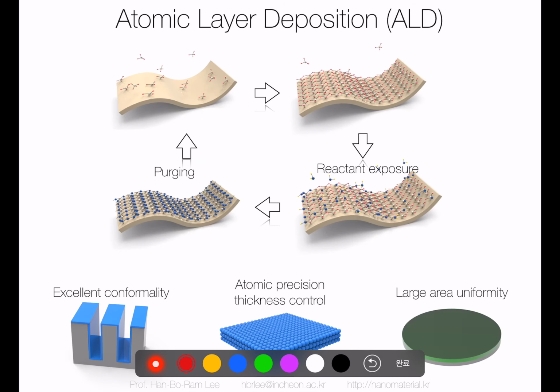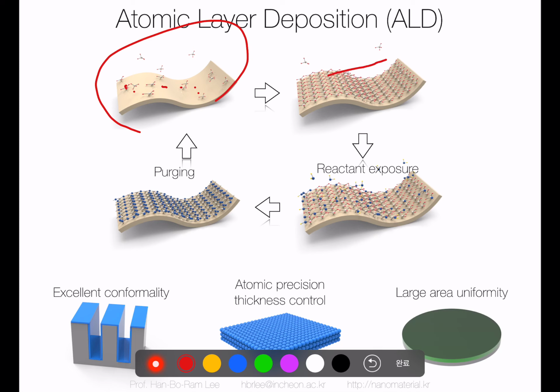This is a very simple schematic drawing to explain the ALD mechanism. We have a substrate, and we typically put this substrate into a vacuum chamber, where it is exposed to the precursor. The precursor is adsorbed on the surface, and after formation of one monolayer of the precursor, other precursor molecules cannot adsorb on the surface anymore because there is no available adsorption site.